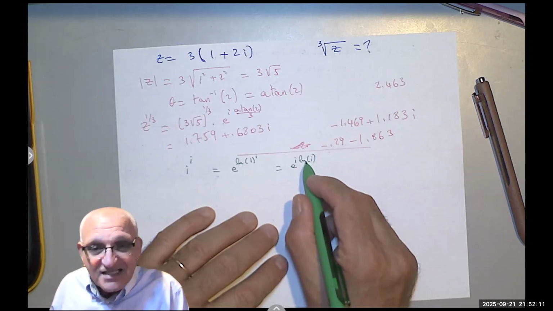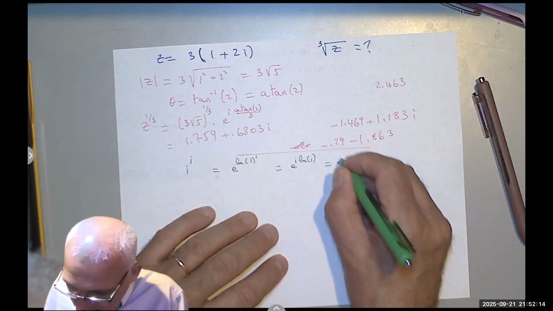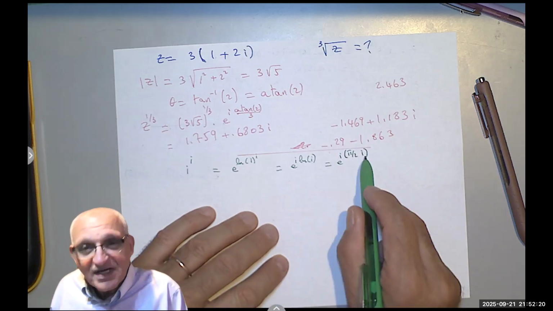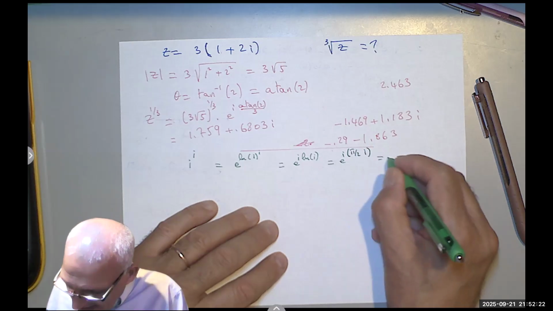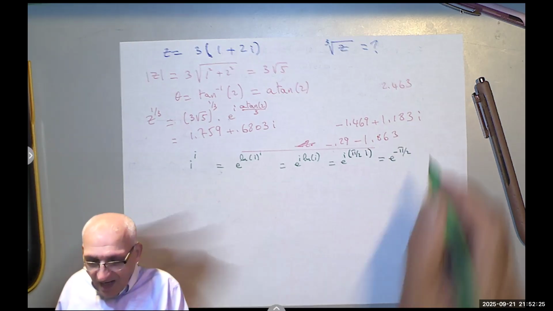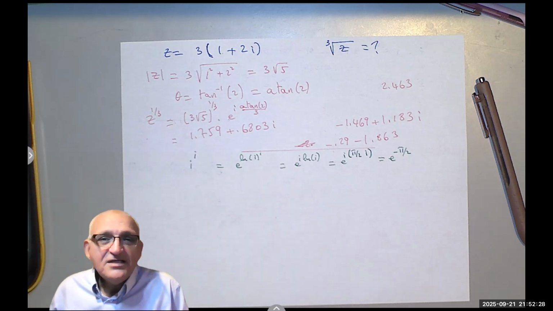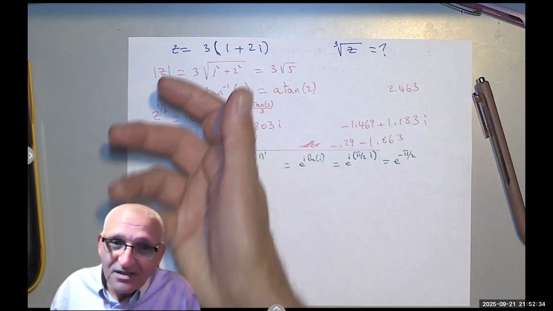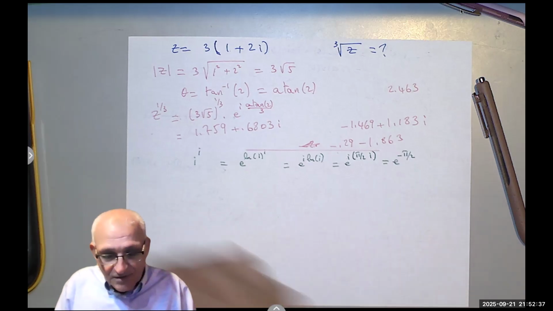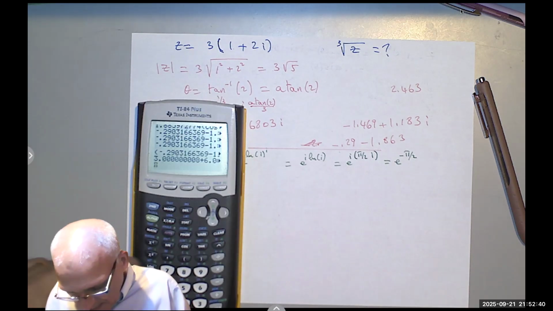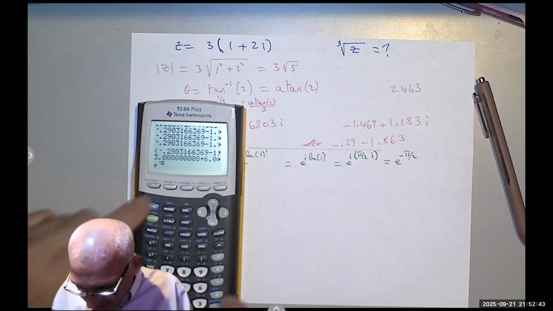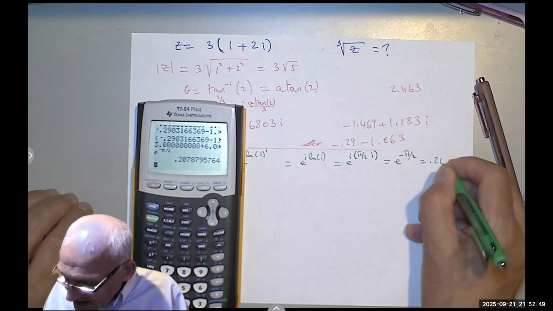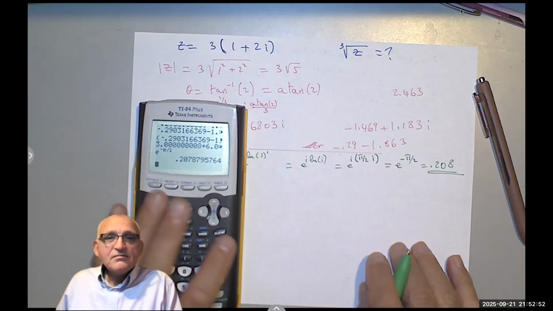Natural log of i is pi over 2 times i. But i times i is -1, so you get e to the negative pi over 2. i to the i is e to the negative pi over 2. Again, imaginary number raised to an imaginary power ends up giving you e to the negative pi over 2, 0.208, a real number.